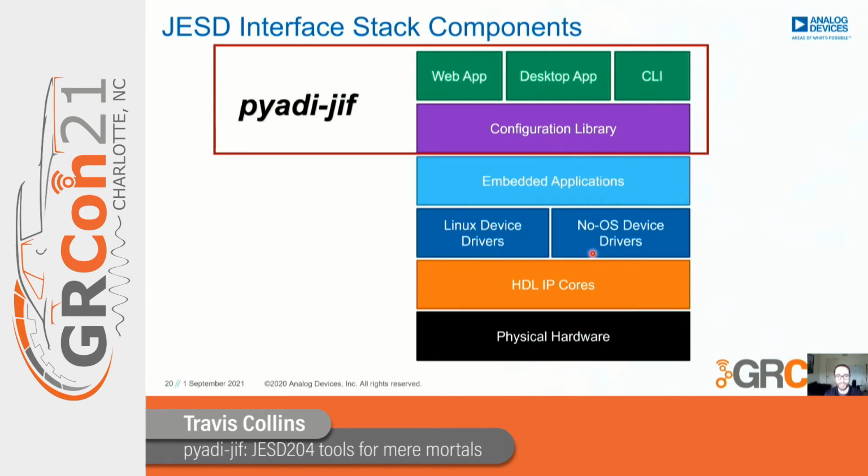So JIF is a configuration library and interface layer. It has a web API, a desktop app, a CLI interface, and obviously it's a Python module or a library that we can directly interface with. And then JIF sits on top of these other tools like the Linux drivers or the NoOS components, or the data structures there, as well as the IP cores or their synthesis tools or their constraints, and eventually the hardware itself.